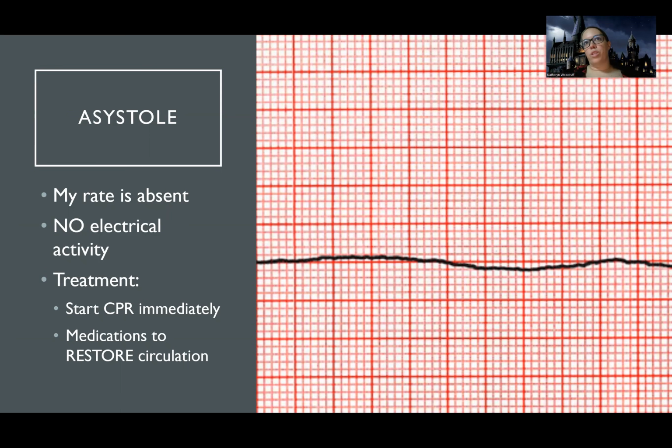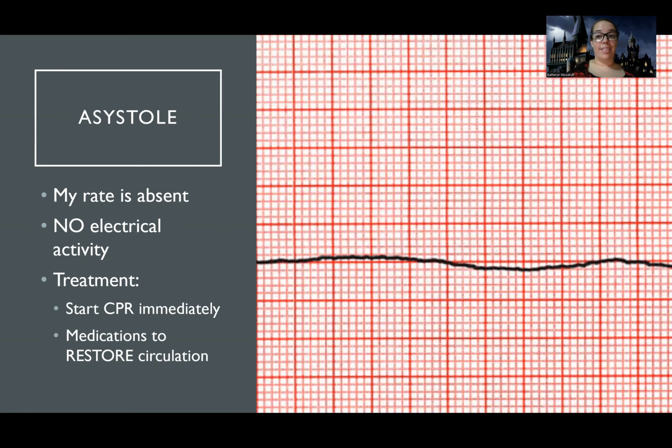What students find confusing is that we do not shock for asystole. I know you'll see it on TV all the time: oh, flat line, grab the crash cart, let's defibrillate them. We don't do that. We start CPR immediately, and then we give medications to restore circulation, like epinephrine, and we follow our ACLS protocol.